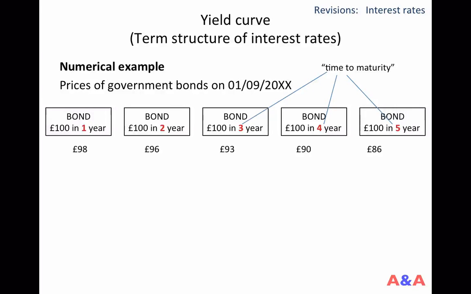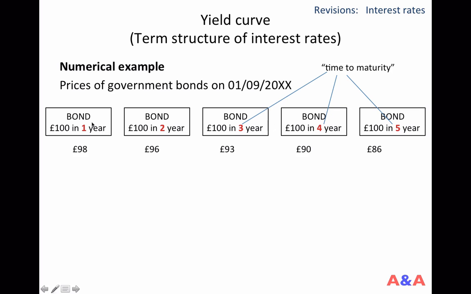Let's study the yield curve, also known as the term structure of interest rates. It is always good to start with a simple numerical example. Suppose today is the 1st of September and there are 5 government bonds available in the market: a 1-year bond, 2-year bond, 3-year bond, 4-year bond, and 5-year bond.